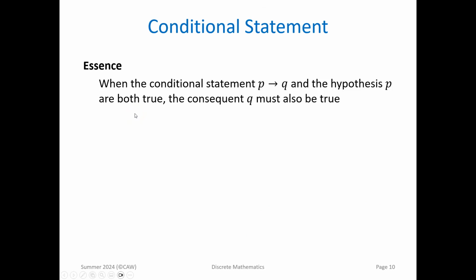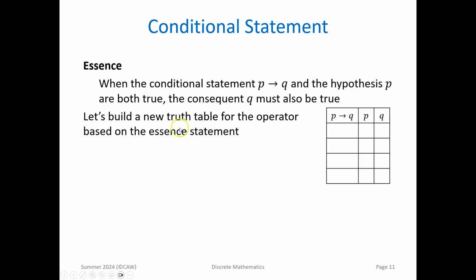Here it is. When the conditional statement P then Q and the hypothesis P are both true, the consequent Q must also be true. That's it. That's the very essence of it. If you're asserting that this if-then form is true, and you assert that the P in the form is true, then it must be the case that the Q is true. That's the essence of the if-then statement.